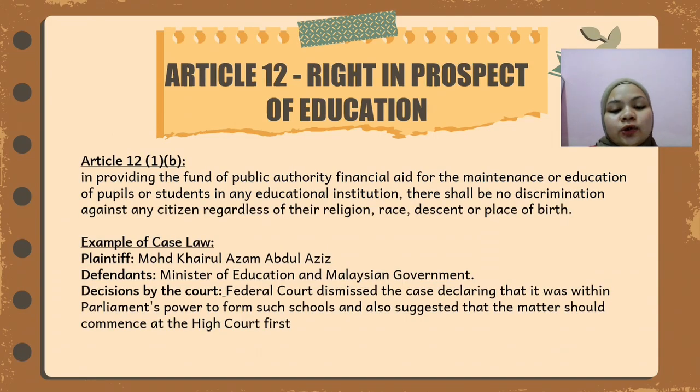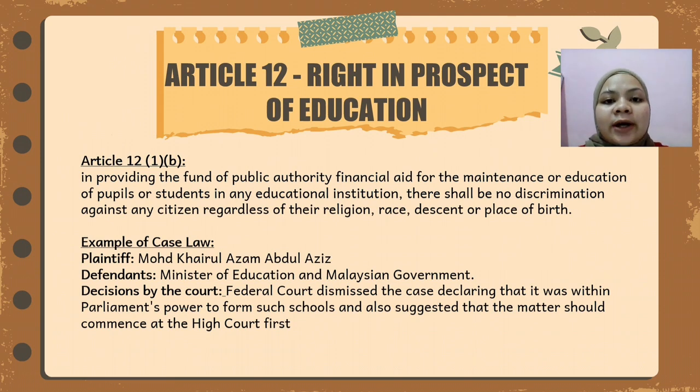Next, we refer to Article 12, Clause 1, Paragraph B, whereby it states that there should be no discrimination in providing funds from public financial aid to any education institution in Malaysia. There is a case law regarding a plaintiff named Muhammad Khairul Azam and two defendants, the Minister of Education and the Malaysian government. The plaintiff filed a case to the Federal Court that stated SJKT and SJKC are inconsistent with our constitution because they do not use Bahasa Melayu as the medium of instruction, and therefore they are not eligible to receive funds as stated in Belanjawan 2020.